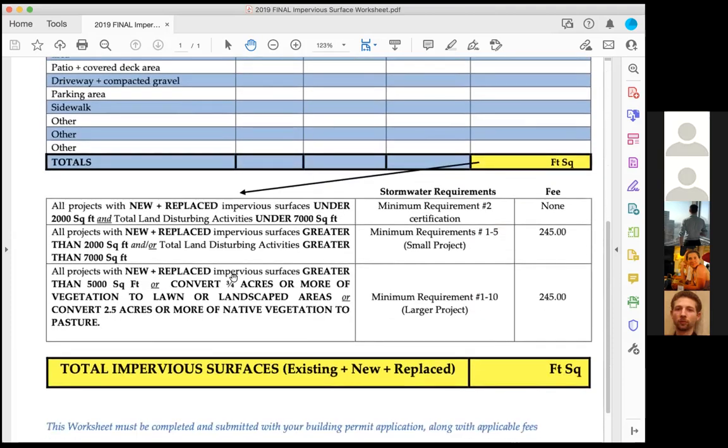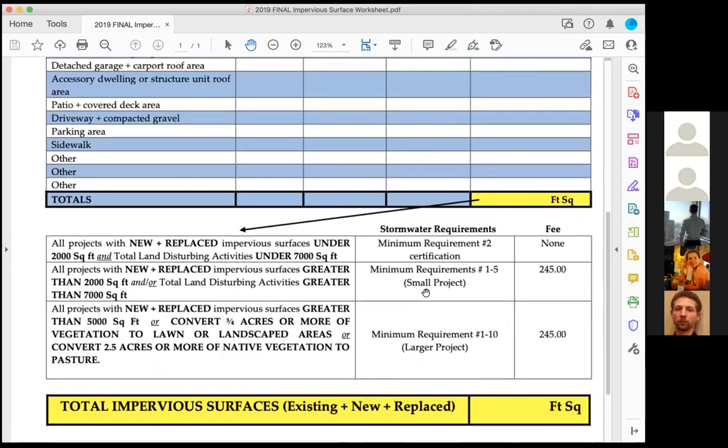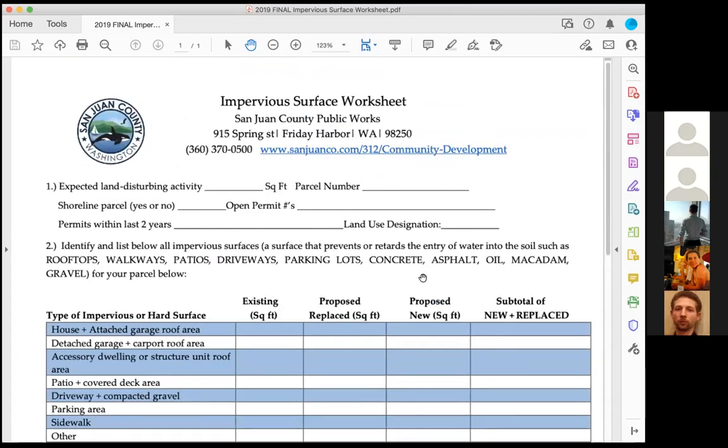And then they give you this little chart here, right? Are you under 2,000 square feet of impervious surface? And is your total land disturbance under 7,000 square feet? Okay, so they just give you some indicators of what's going on and what you've got to do. So that is one thing that you'll fill out.